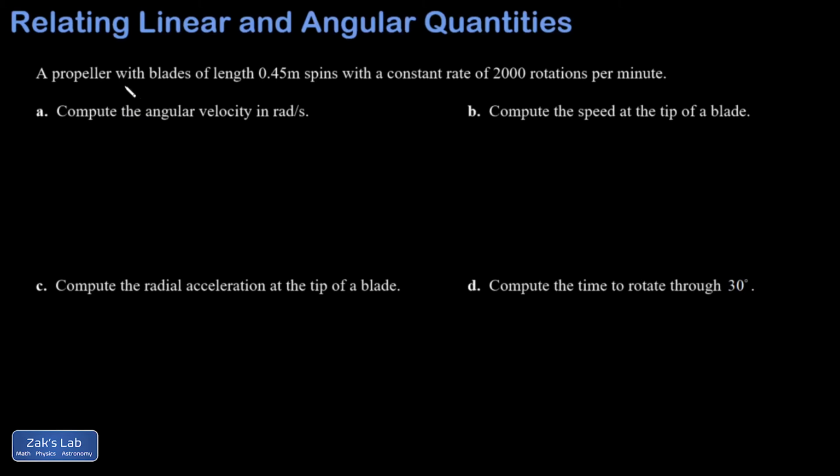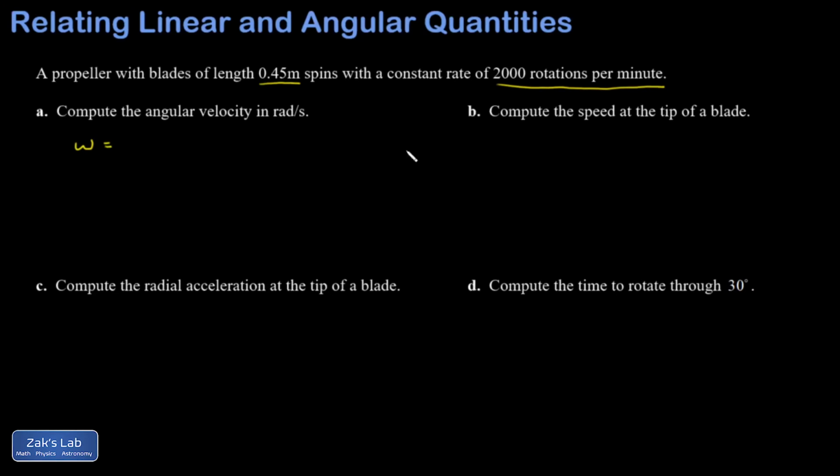So in this example, I have a propeller with blades of length 0.45 meters, and it's spinning with a constant rate of 2,000 rotations per minute. So immediately I see we're going to have kind of a unit conversion challenge here to go from rotations per minute to radians per second. And that's actually part A of the question.